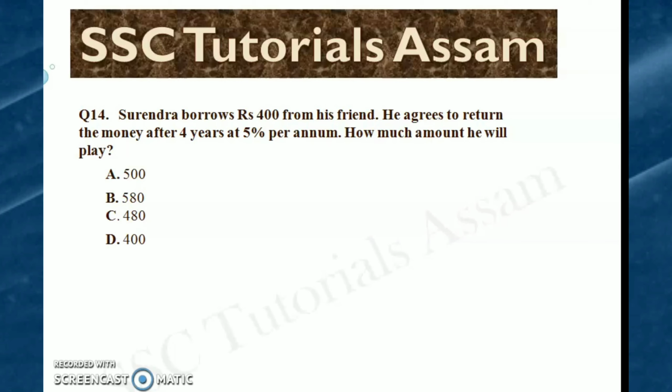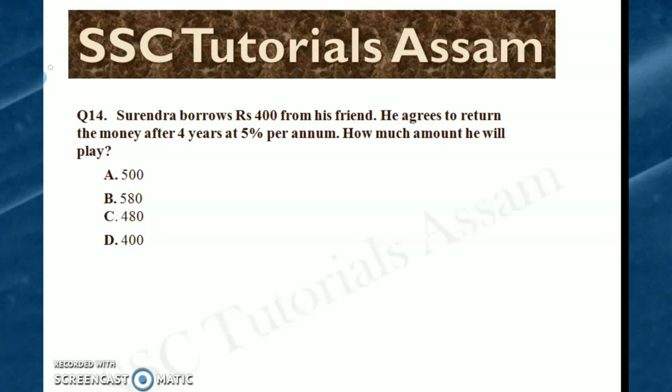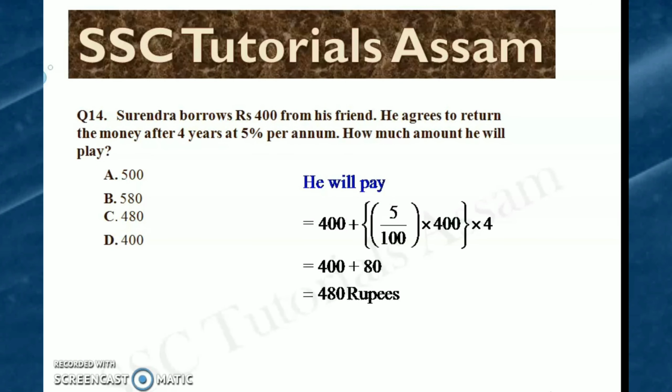So the original money he borrowed was rupees 400, and the additional money he needs to pay is the interest amount. The interest is 5 by 100 into 400. For 1 year it is 5% per annum, so for 4 years it will be into 4. So 5 by 100 into 400 equals 20 into 4 equals 80.